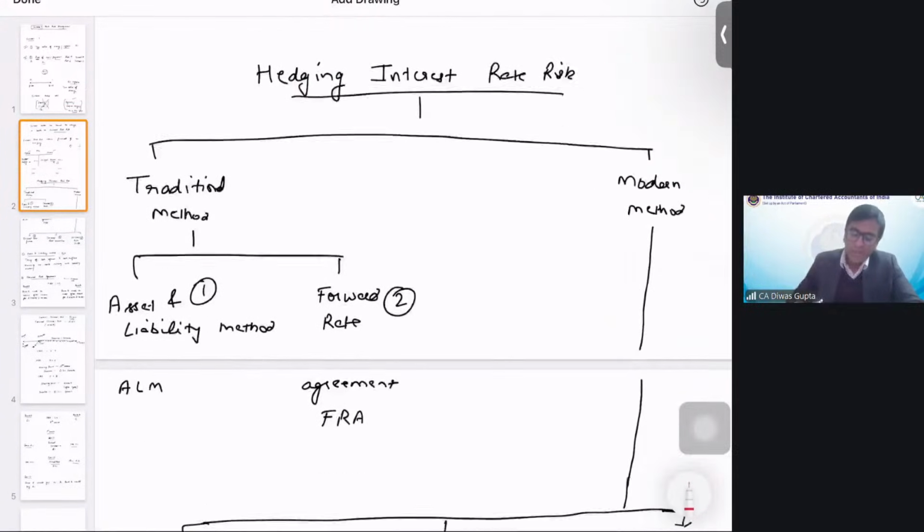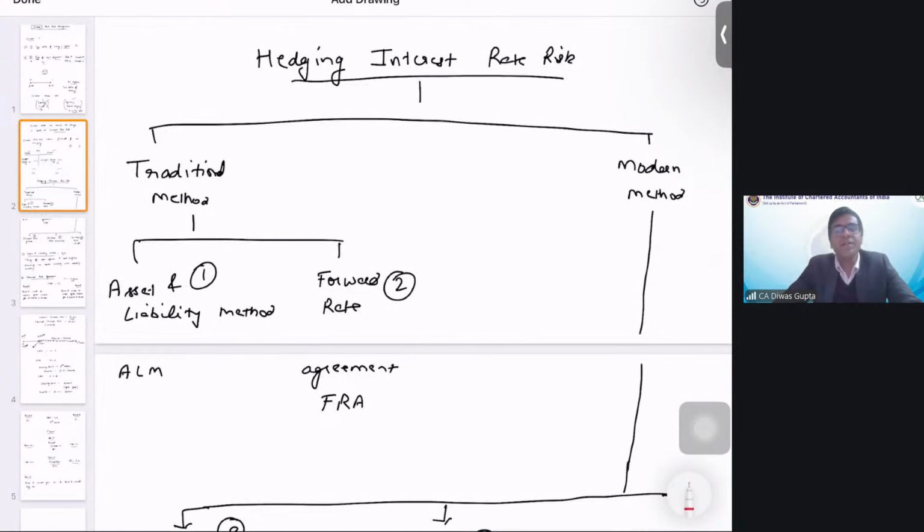Now, what are the techniques to manage interest rate risk? That is called hedging the interest rate risk. Students, in our previous session on derivatives we discussed, right, that hedging means how you manage the risk that already exists with you. We discussed hedging with the use of forwards, futures, and options. Similarly, how are we going to hedge this interest rate risk? There are two ways: one is a traditional method, and the second is the modern method. These are the two broad categories into which the hedging of interest rate risk is divided.